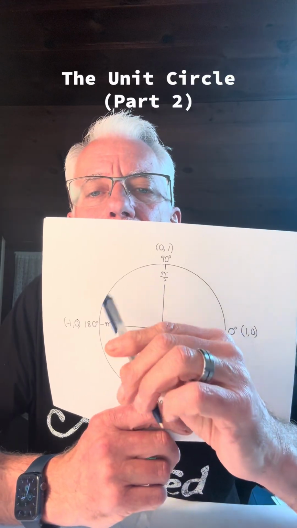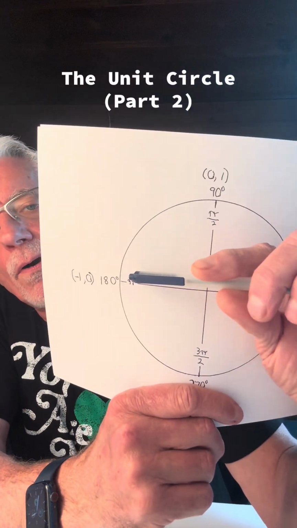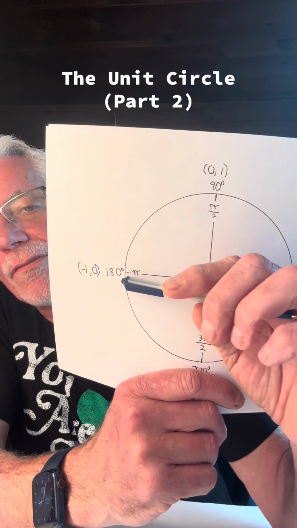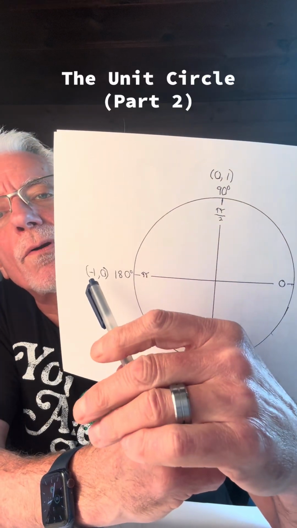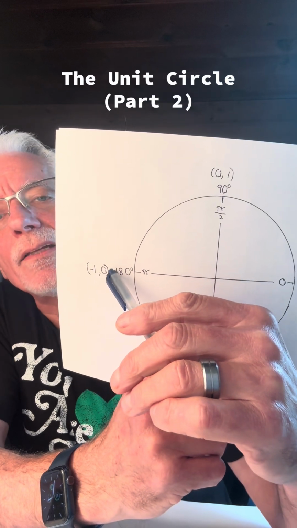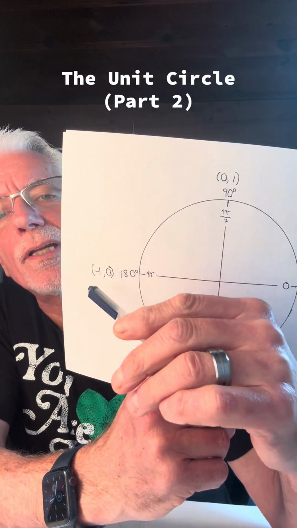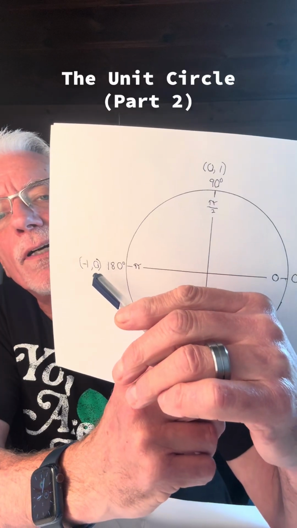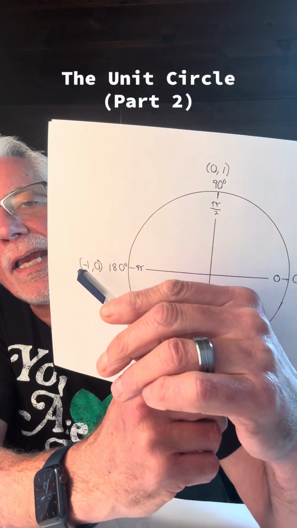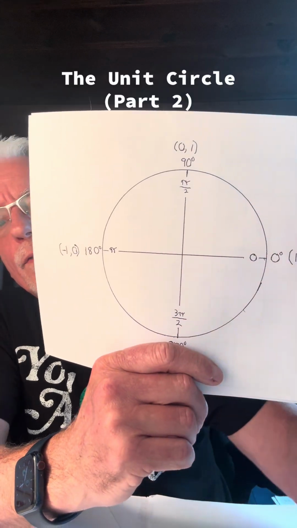Over here, this is pi, or 180 degrees. Since I went to the left 1, up 0, it has the ordered pair (-1, 0). Cosine, sine. So the cosine of 180 is -1. The sine of 180 is 0. Or the cosine of pi is -1 and the sine of pi is 0.